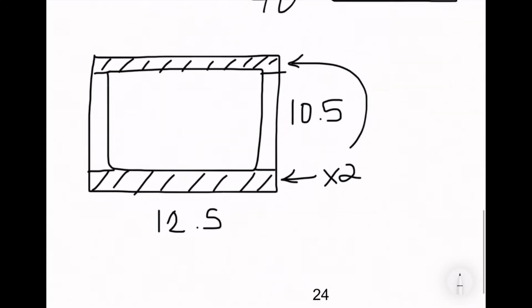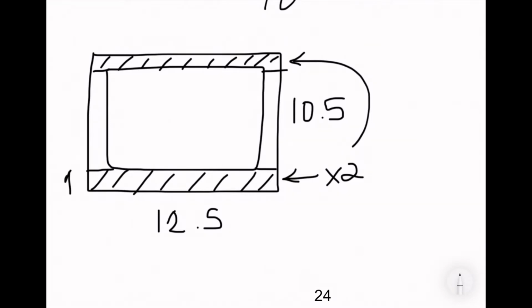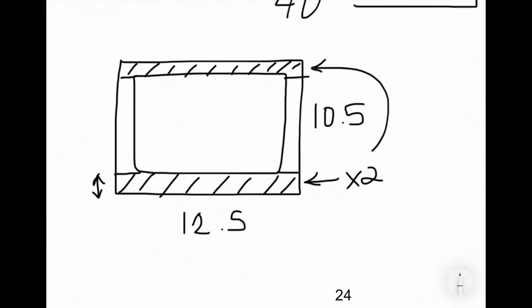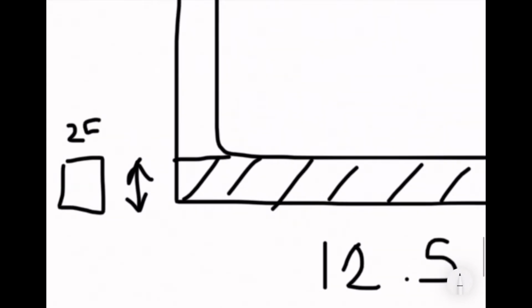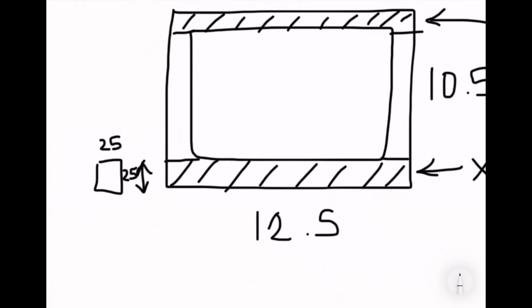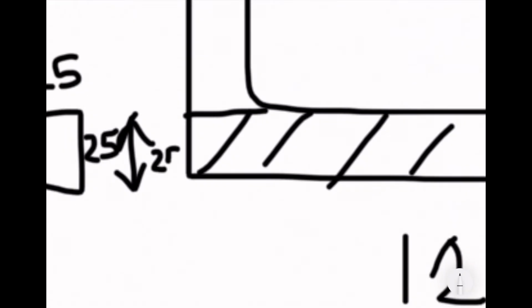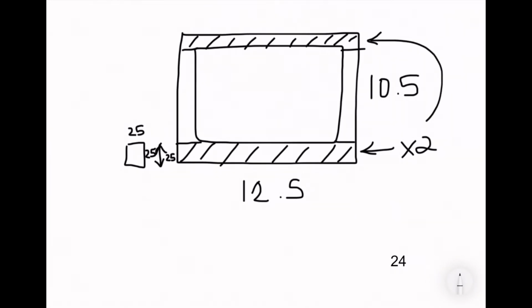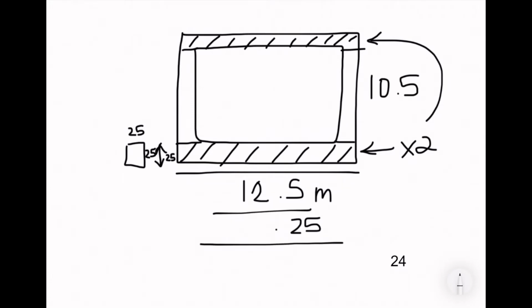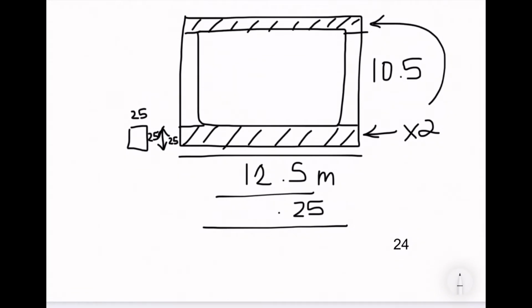Okay, so we already know that the border is exactly 1 paving stone high, 1 brick high, right? The brick value is 25 by 25 centimeters. We already know the height is exactly 25. Then all we need to know is how many 25 centimeters go into the 12.5 meter length. So 12.5 divided by 0.25 meters, which is 25 centimeters. In each meter, there are 4 quarter meters, right? So that's 48, and then you have half a meter, so 48 plus 2 equals 50.